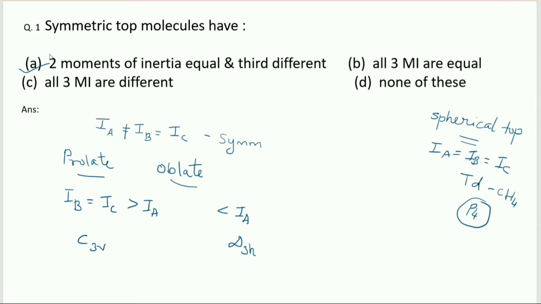And the third option is all three moments of inertia are different. That molecule is called an asymmetric top molecule. So symmetric top molecules have IA not equal to IB, which is equal to IC. That is the symmetric top molecule.